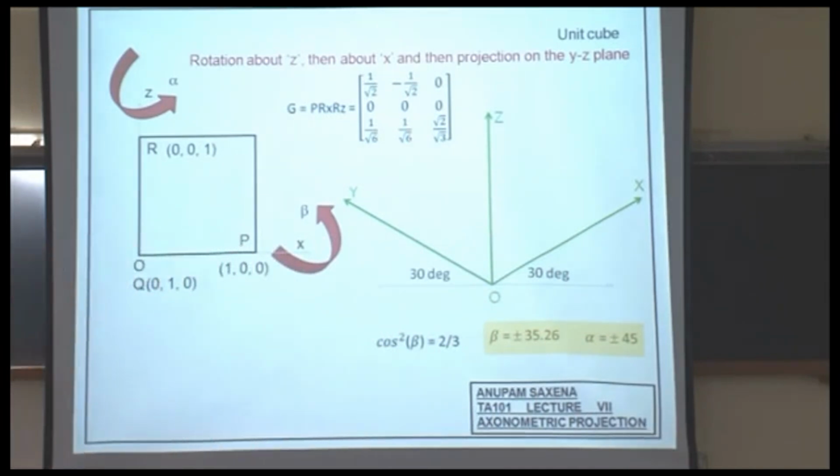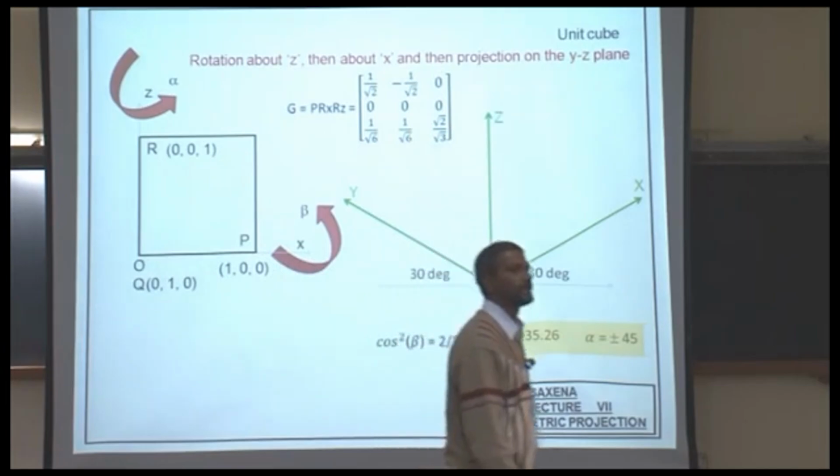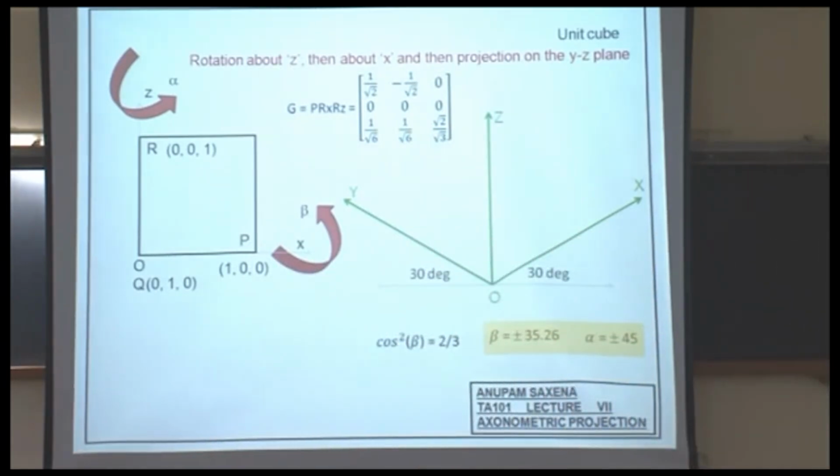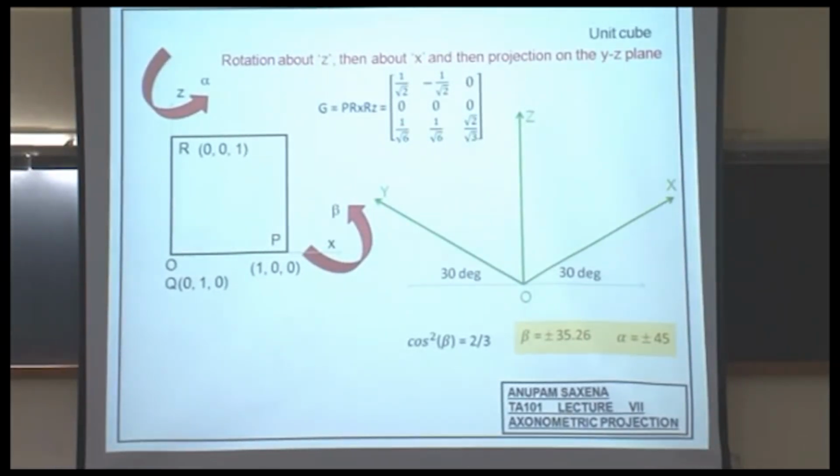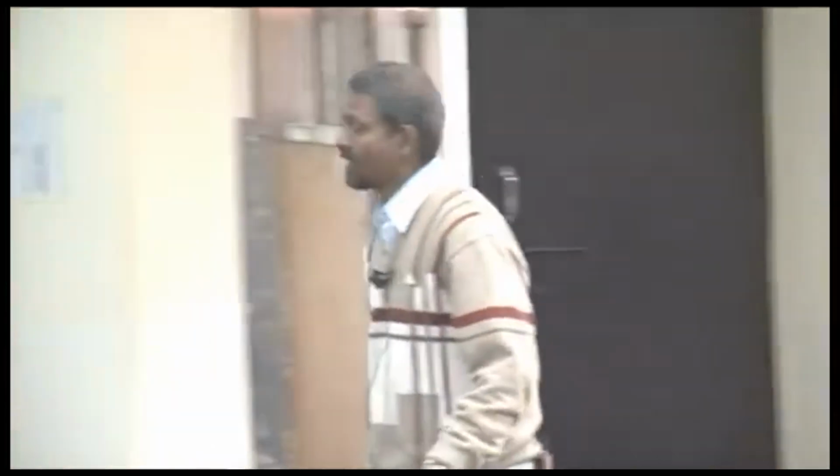Plus minus 35 or 30. In what range? There should be four values.